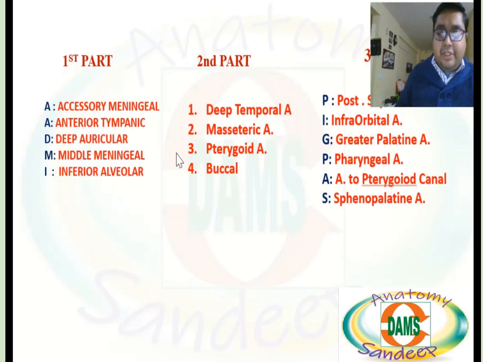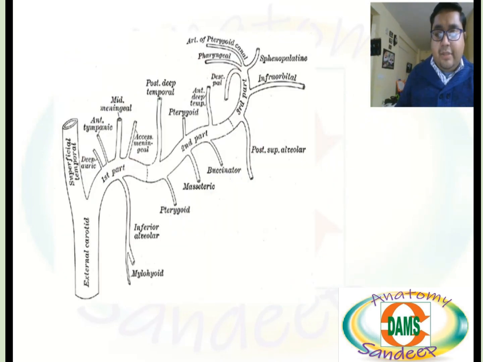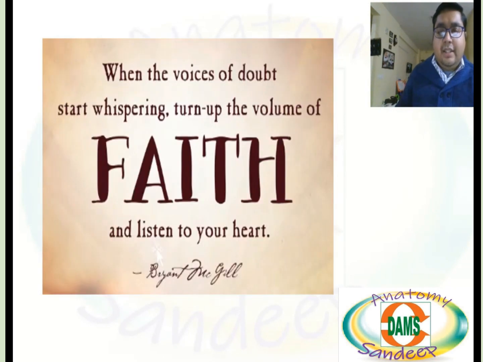Here we have Admi, masticates and pig pass that we have already discussed, right? This is a summary and this is the final picture. Here we can see all the branches with the parts, right?